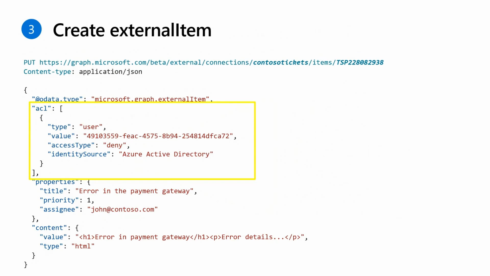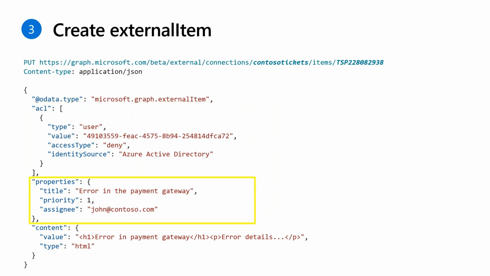The first section is the ACL section, where you specify the access control list of who should have access to this item. Next, you supply the property values, which should adhere to the schema that you previously defined. And finally, in the content part, you specify the body of your item in either text or HTML format. Anything you put in here will automatically be added to the full text index.